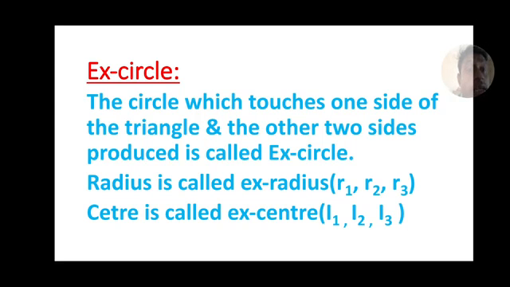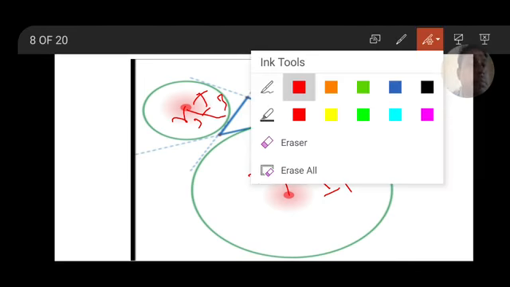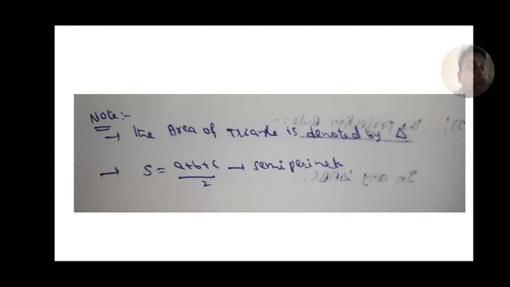And the circles' centers are capital I1, I2, I3 and the radii are R1, R2, R3, small r1, small r2, small r3. Okay, next we will see the properties. We have some rules and notation here.